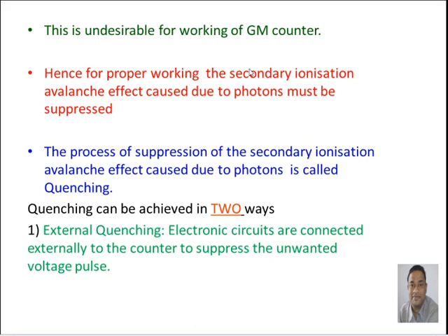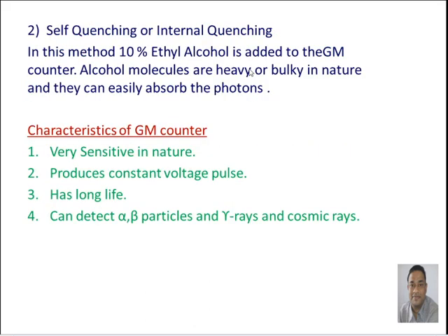Quenching can be achieved in two ways. One, external quenching, in which an electronic circuit is connected externally to the counter to suppress the unwanted voltage pulse which is produced due to the photoelectrons emitted by the photons. And the second method of achieving quenching is self-quenching or internal quenching. In this method, 10% ethyl alcohol is added to the GM counter.